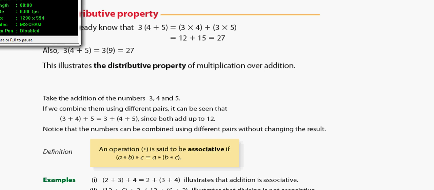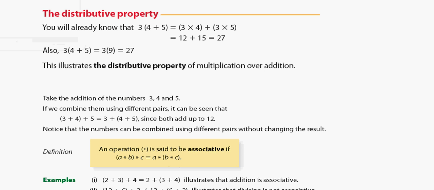Next question, we're going to look at the distributive property. You'll already know that 3 multiplied by (4 plus 5) equals 3 multiplied by 4 plus 3 multiplied by 5. Also, 3 multiplied by (4 plus 5) equals 3 multiplied by 9, which is 27. This illustrates the distributive property of multiplication over addition. Basically, it doesn't matter if you separate them out and put multiply in between both of them, and it doesn't matter if you add first or multiply second.